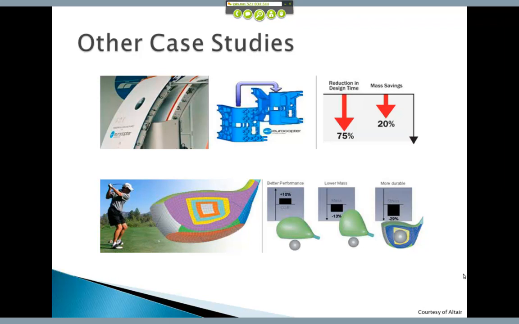On the top one, what they're doing is redesigning the hinge of the main door in the airplane. If you look at the little chart off to the right, you'll notice that the design time was reduced by 75%. There was a mass savings of 20%. 20% mass savings in aerospace is gigantic. In the golf club area, performance was up 10%, and mass was down by whatever that is, 17%.